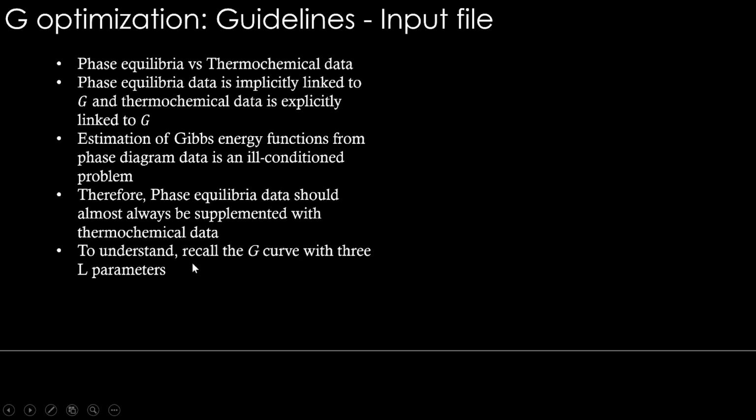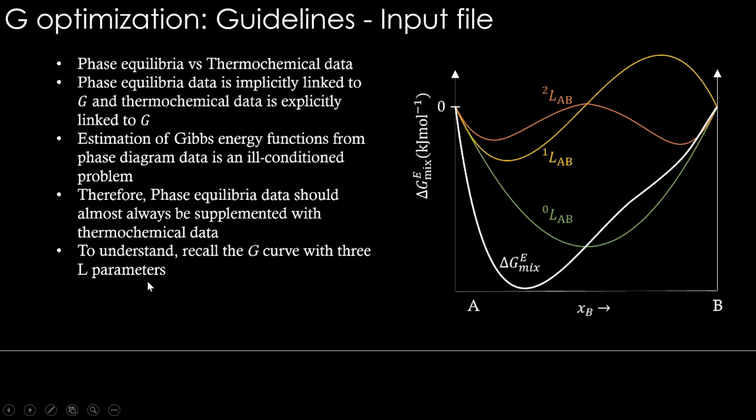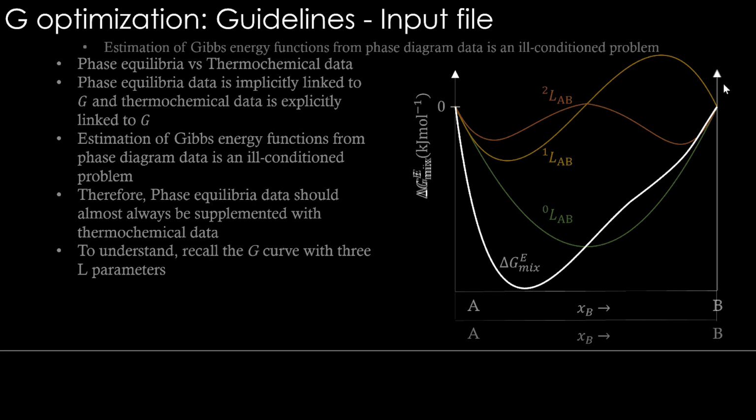So, to understand, recall this G curve with three different L parameters. We have seen this delta G mix. This is the actual behavior of a phase, let's say. And to model this, we have to have three different L parameters. Addition of all these things will give this white line. Right. Now, this curve we will take.